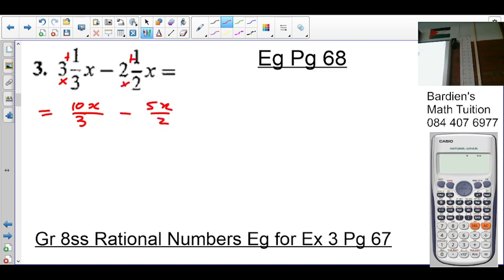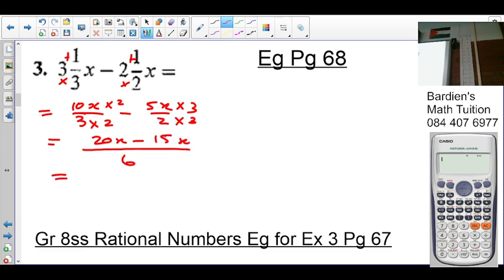5x over 2. What's my LCM here, people? 6. So you multiply this by? Let's multiply this by? So 10x times 2, 20x minus 15. People, which number is greater? 20 or 15? 20. So the ultimate answer is going to be positive. So 20 minus 15 is 5. So it's 5x over 6. I don't need this plus. Okay, you guys understand?